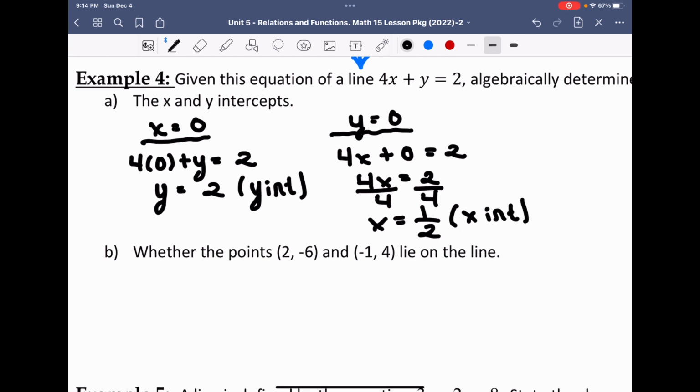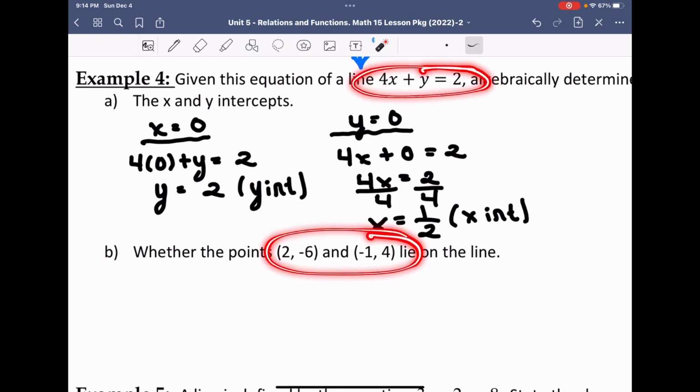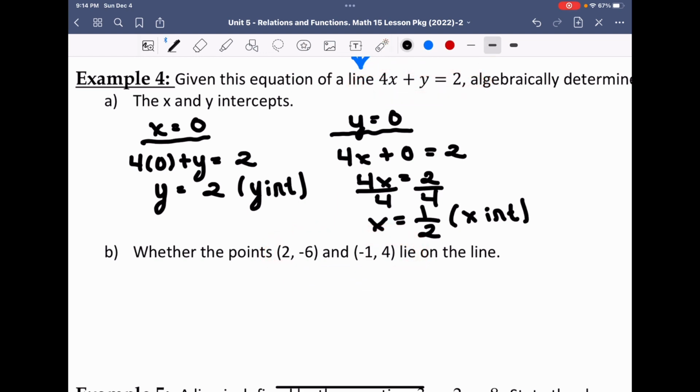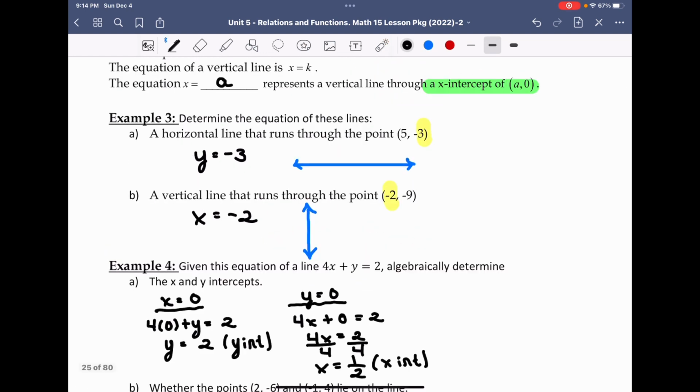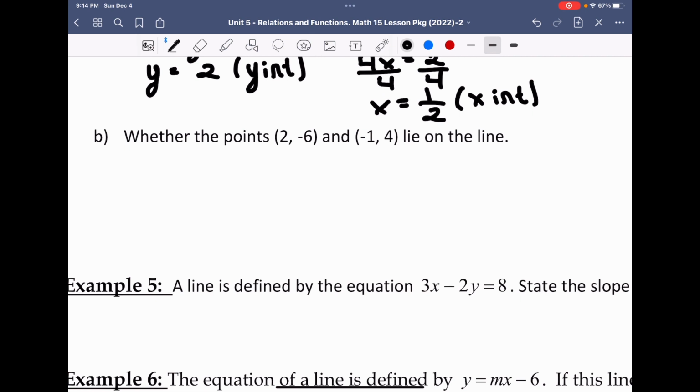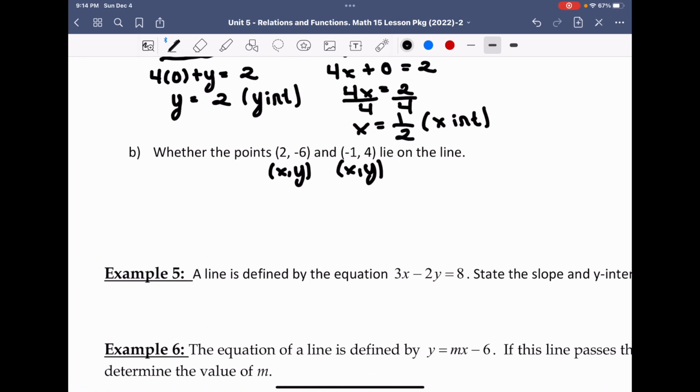Now, determine whether the points (2, -6) and (-1, 4) lie on this line of the equation here. So this equation represents a line. We want to determine if these points lie on this line. How can we do that? We can just plug in the points. If these both represent the xy ordered pairs, then we take our equation, which was 4x plus y is equal to 2, and we sub in each of these points to that equation.